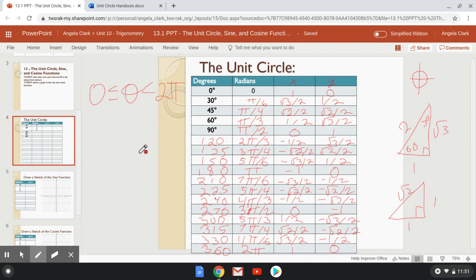Okay, this video is already ridiculously long, so I'm going to stop here. And then in the next video, I'm going to talk about some patterns that we can use to help us remember the things on our unit circle. So that's the next video.